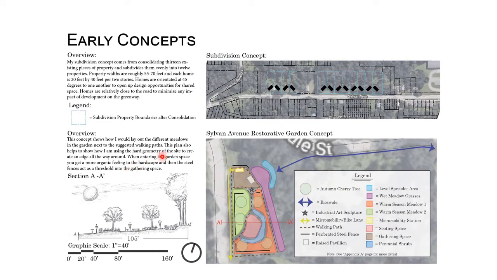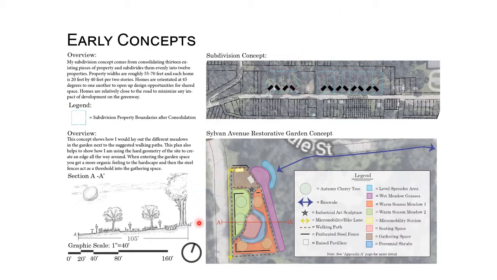Okay, in my early concepts, I first wanted to show you the idea of consolidating land and subdividing it. The properties you just saw in the selected analysis I found suitable for housing. I've merged together and subdivided the properties into 12 homes. I'll explain later on why the homes are oriented this way.